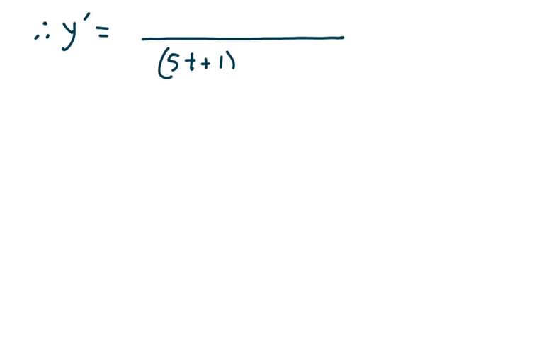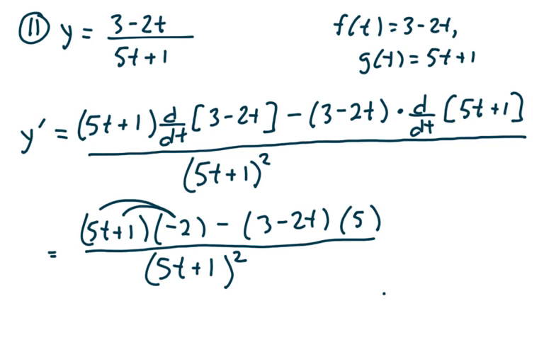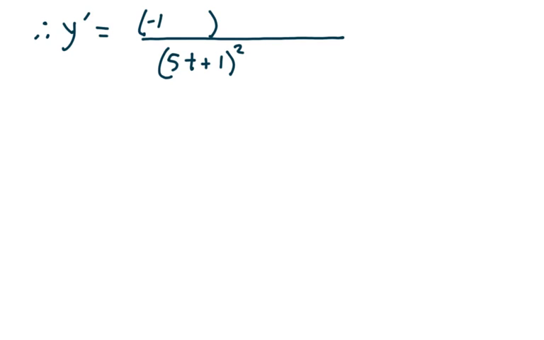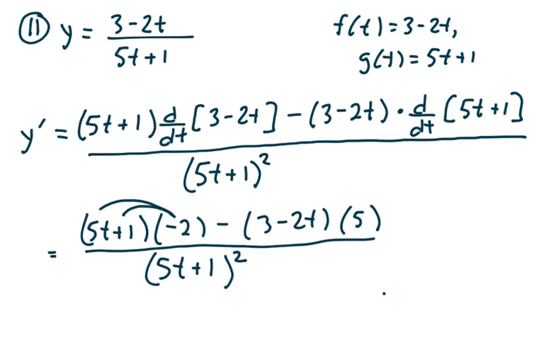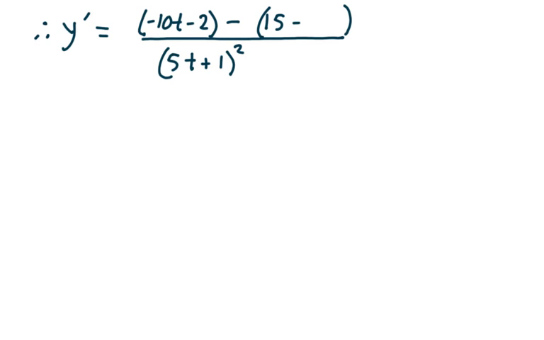So, therefore, y prime is, for the denominator, we're going to get 5t plus 1 to the second. For the numerator, we're going to get the following. We're going to get negative 10t minus 2 minus 15 minus 10t. And then we're dividing by 5t plus 1 squared, that quantity.